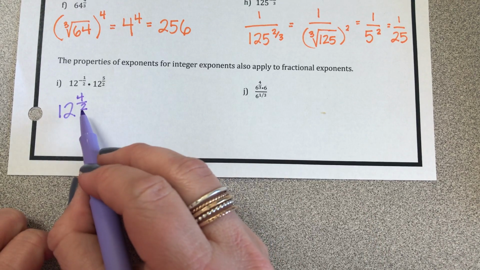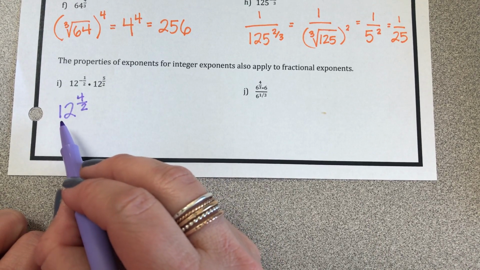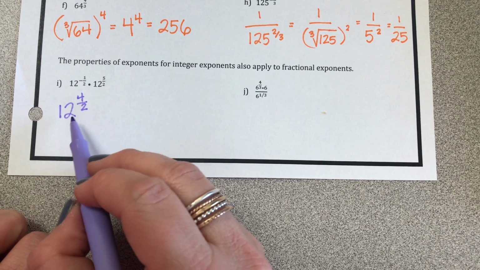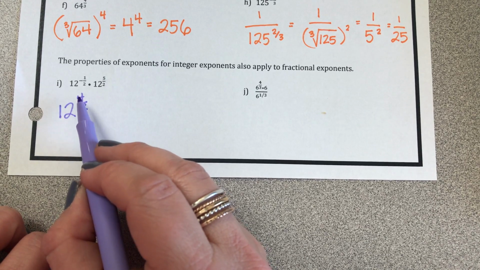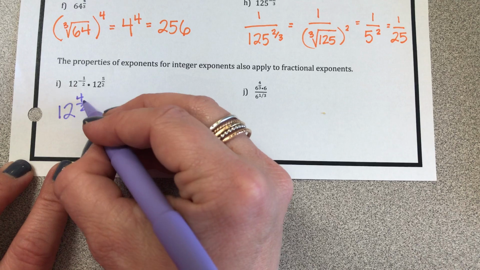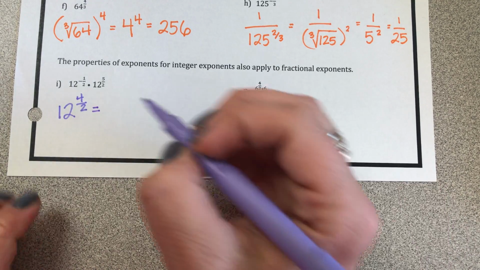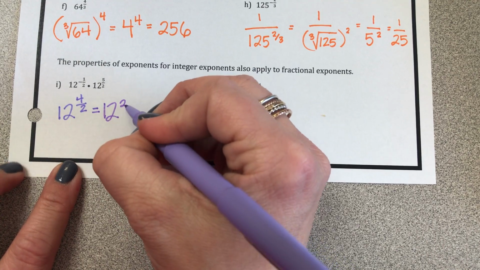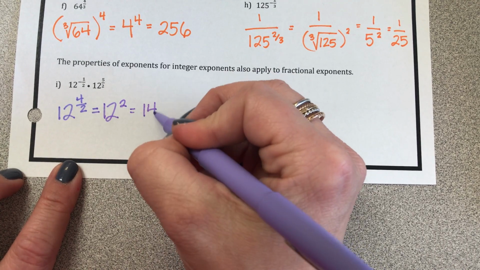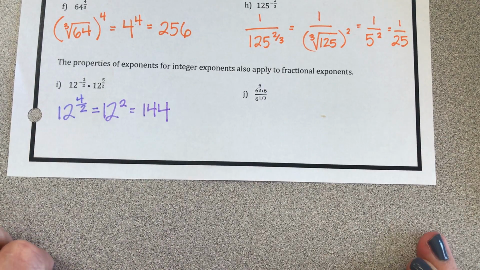Okay, so I could take the square root of 12. I would have to use the calculator. And then I could take that to the 4th power. But what do I know about 4 over 2? What's a better way of saying 4 over 2? Just 2. And 12 squared is 144.